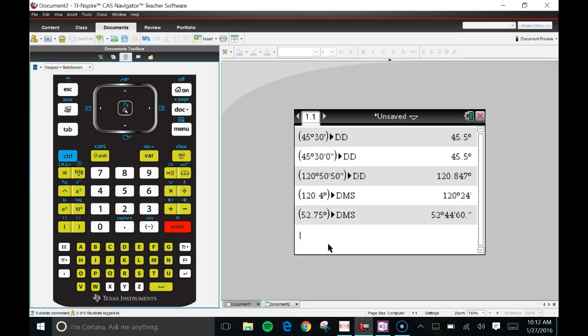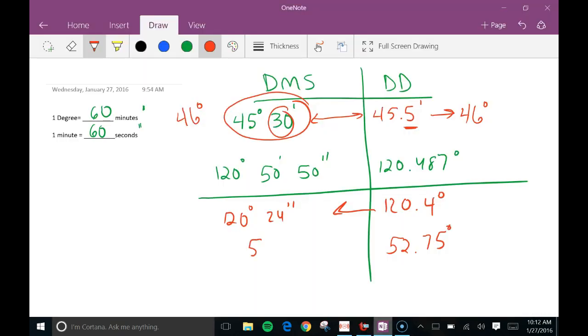Now this is kind of interesting. I want you to notice here that it says 52 degrees, 44 minutes, 60 seconds. But what is 60 seconds? 1 minute. For some reason your calculator isn't calling it 52 degrees 45, so we're going to have to make that note for ourselves. So 52 degrees 45 minutes.